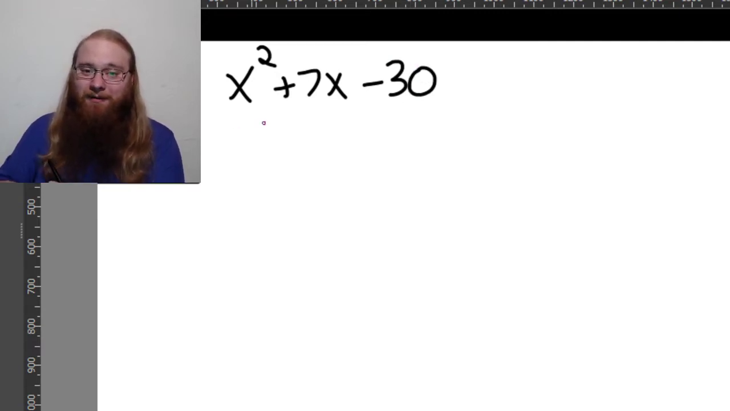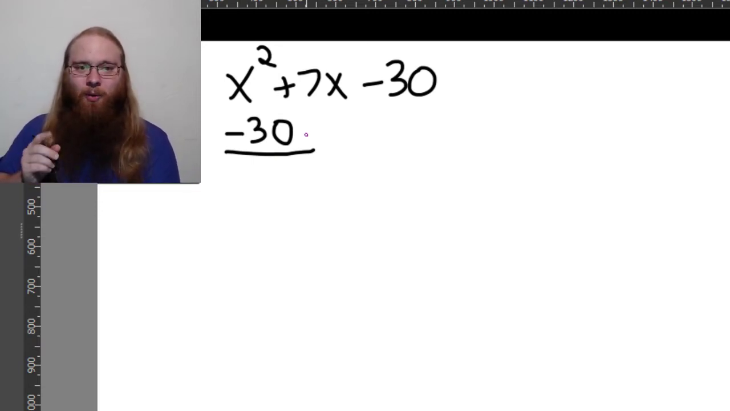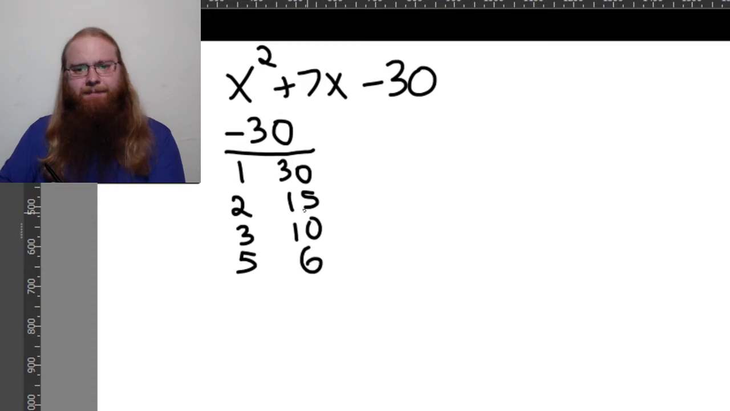So, we need to figure out what numbers multiply together to get a negative 30. Now, you might be thinking, well, we could do 1 times negative 30, or would it be negative 1 times positive 30? Well, let's just list the factors for 30, then we'll get into what's going to be negative and what's not. Okay? So our factors for 30 are going to be 1 and 30, 2 and 15, 3 and 10, no 4, but we are going to get a 5 and 6.